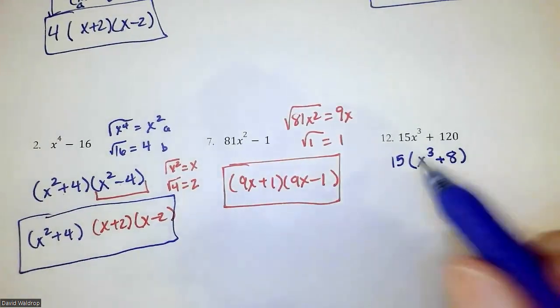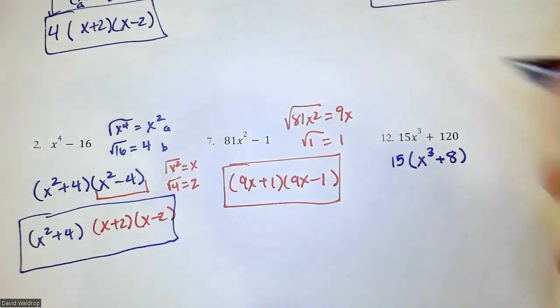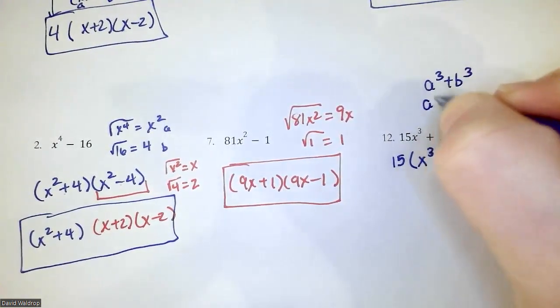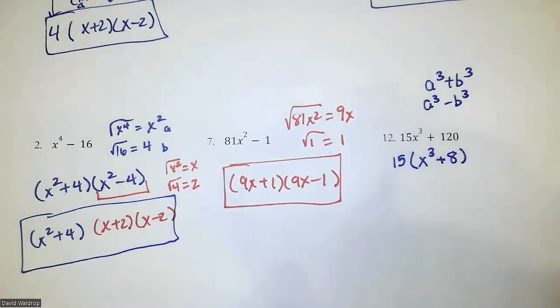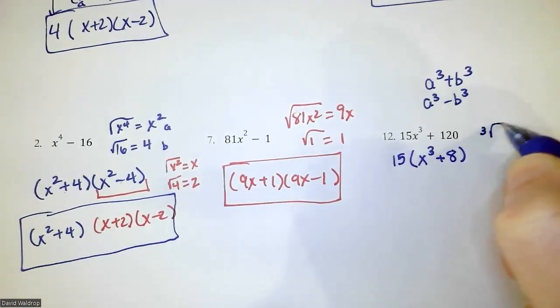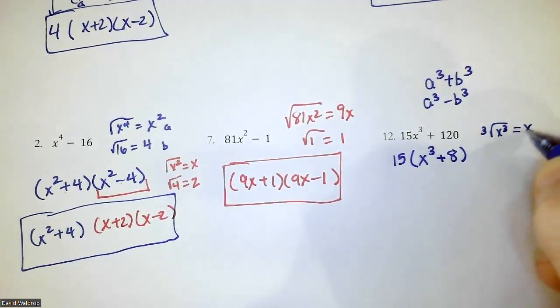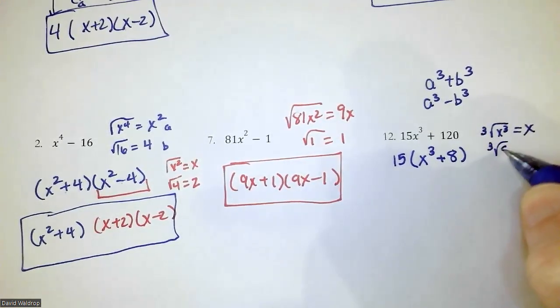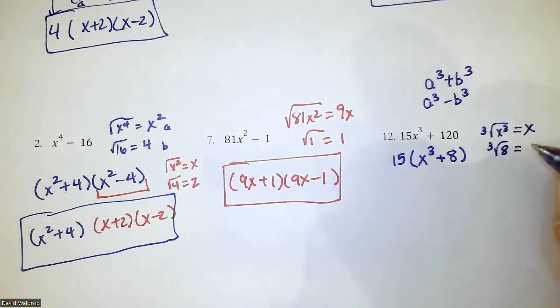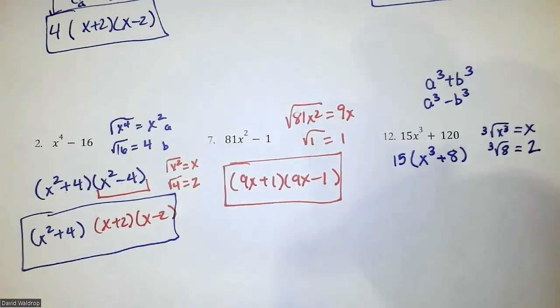Okay. Oh, I've got a cube. So remember, I have two formulas for that. I've got a cubed plus b cubed and a cubed minus b cubed. So I have a plus. So let's see if I can take the cube root of those. So cube root of x cubed, well, that's x because the root and the 3 cancel. The cube root of 8 is what number times itself? That would be 2 times 2 times 2, which is 2. So this is my A and this is my B.